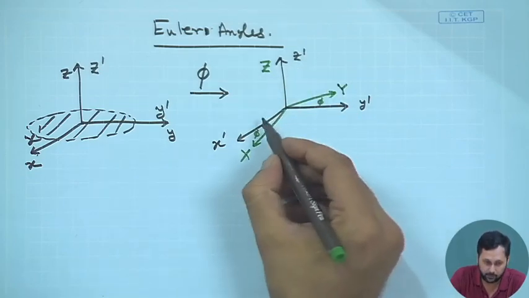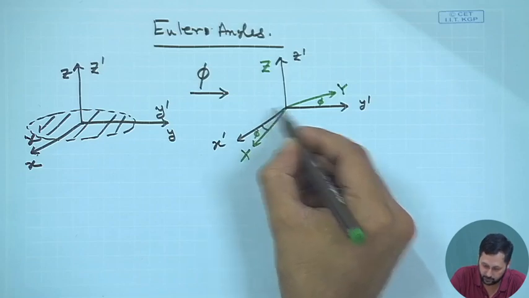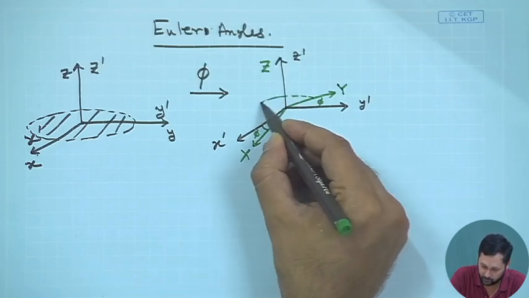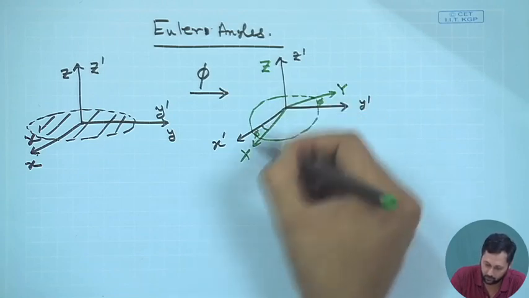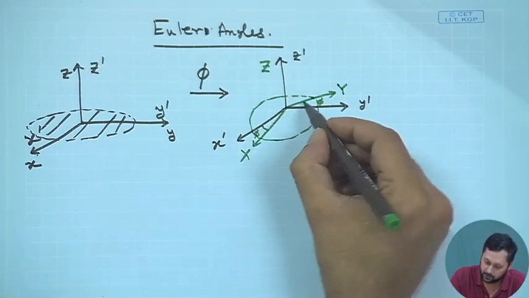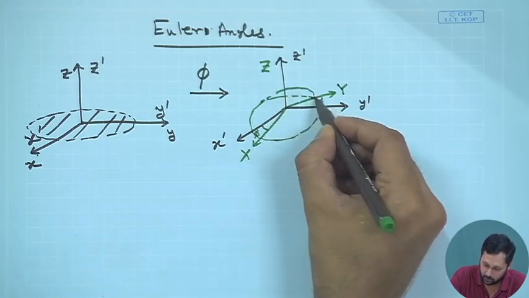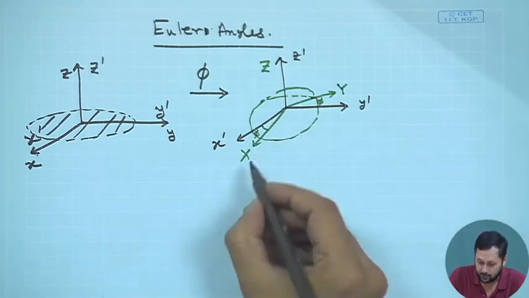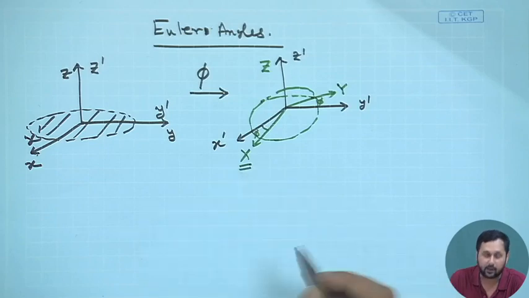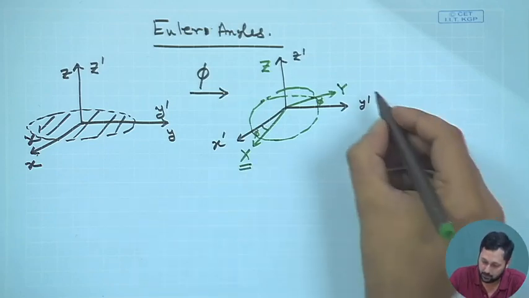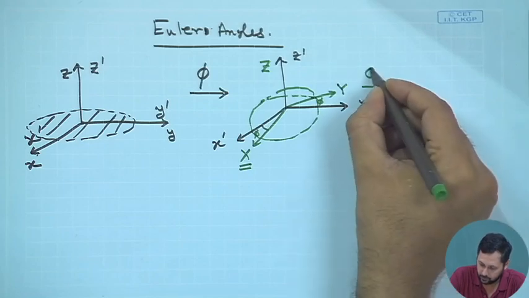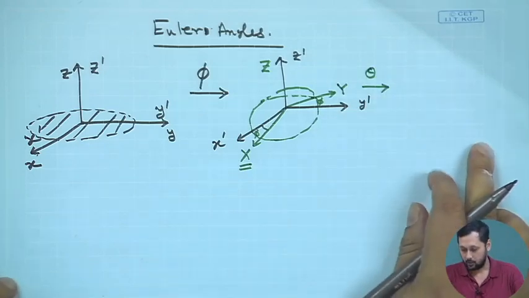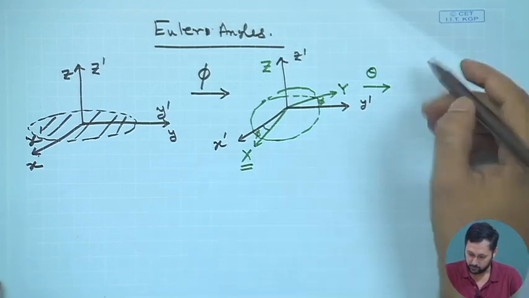Capital Z and small z prime are coinciding at present. So, the object which we were discussing will also rotate slightly in the xy plane. So, it is the rotation of this object. Next, we rotate this object around this new x axis by an angle theta.